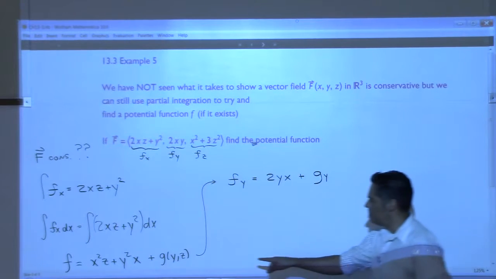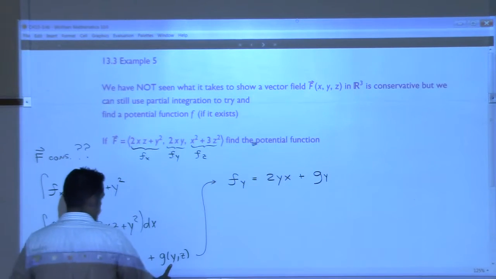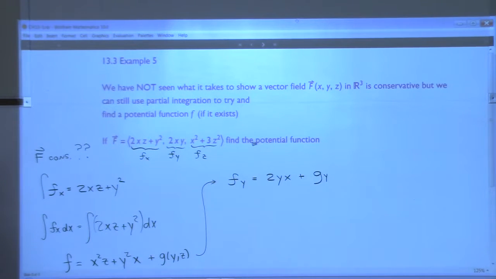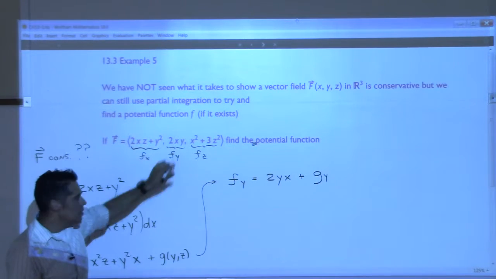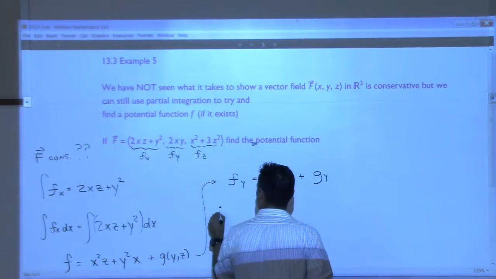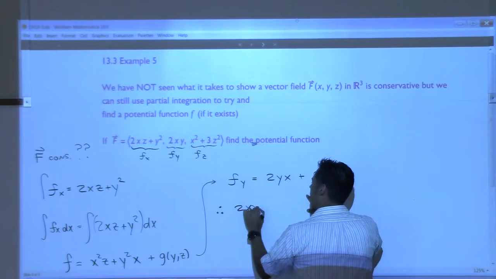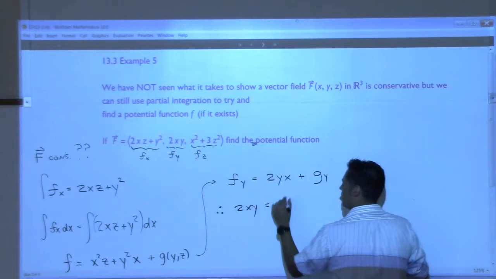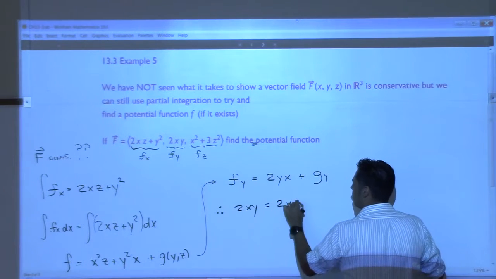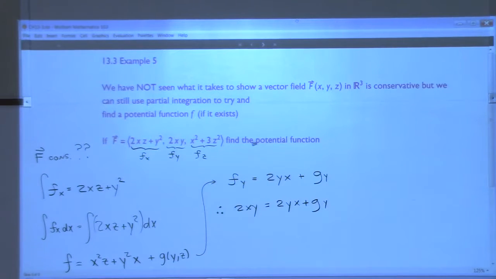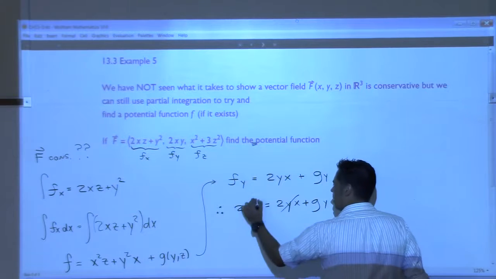We're taking the partial of this with respect to y, so it's whatever the partial of that with respect to y is. But what does that need to match? That has to match this, right? Therefore, 2xy, that's this piece, must match this 2yx plus the partial of g with respect to y. So what does that tell you the partial of g with respect to y is? 0.